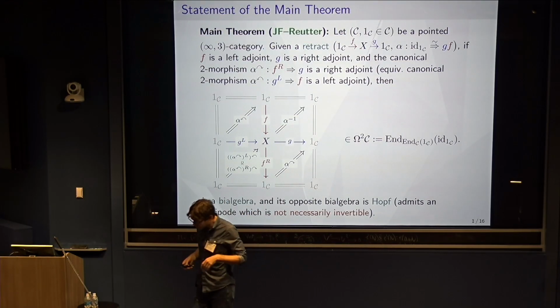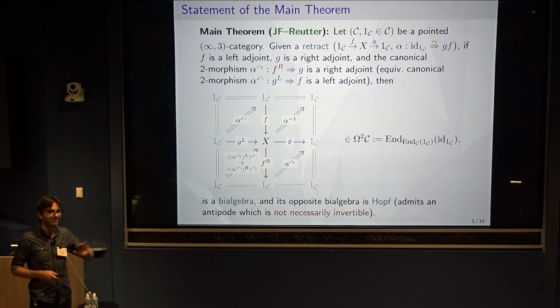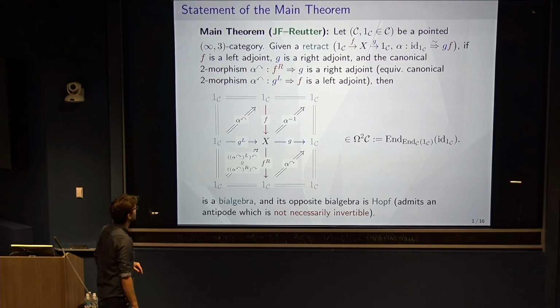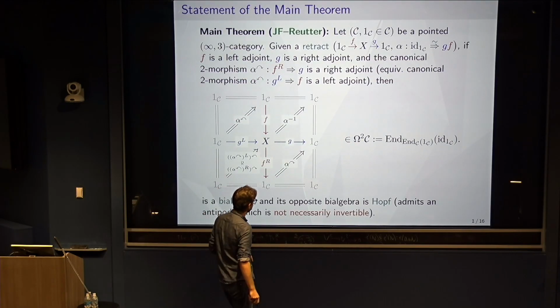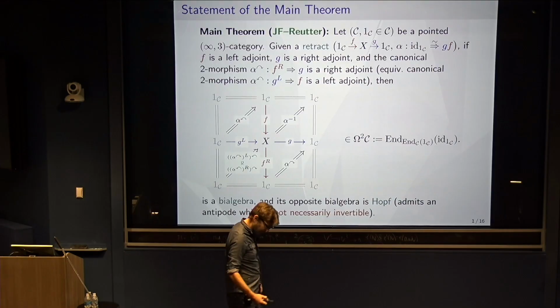I didn't write it on the slide, but our theorem is sharp. Every Hopf algebra we can pull out of this. So this is exactly characterizing. This is a Tannakian-style statement that every Hopf algebra can arise this way.